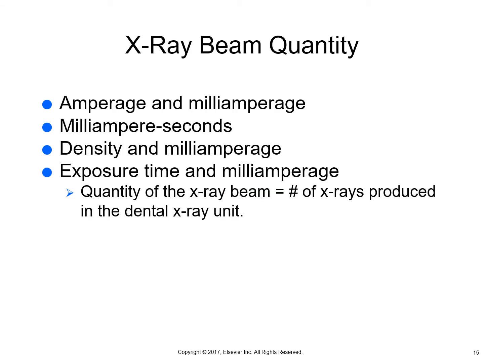So X-ray beam quantity now. When we were talking about kVp, we were not talking about quantity, we were talking about quality. Now we're going to talk about quantity. What is going to control the number of X-rays produced? And that is going to be amperage, which is going to be stated in milliamperage in the X-ray machine, possibly milliampere seconds, which is that mAs I was speaking of. We're going to talk about how density and mA relate, exposure time and mA relate, and again, the quantity of the X-ray beam is the number of X-rays produced in that dental X-ray unit.